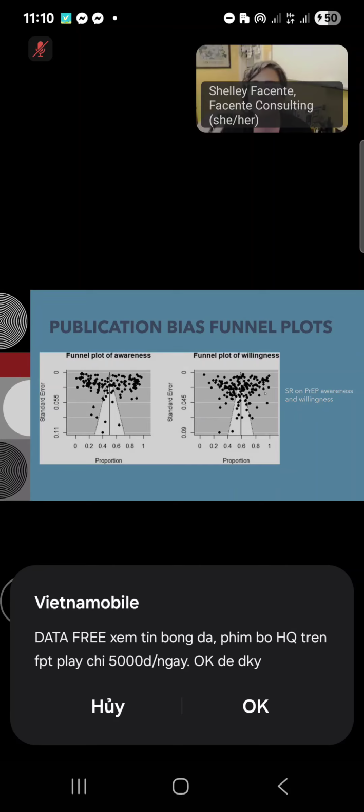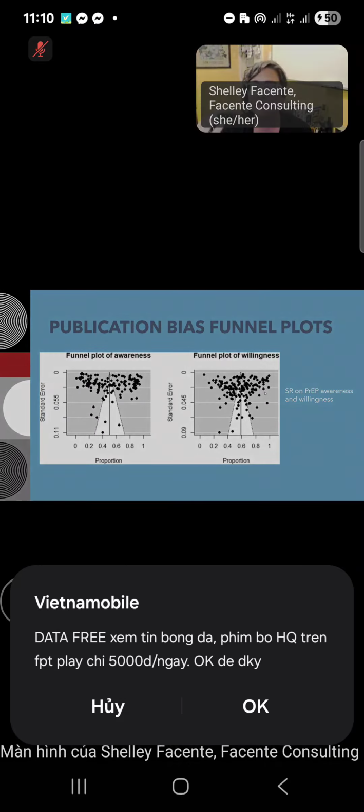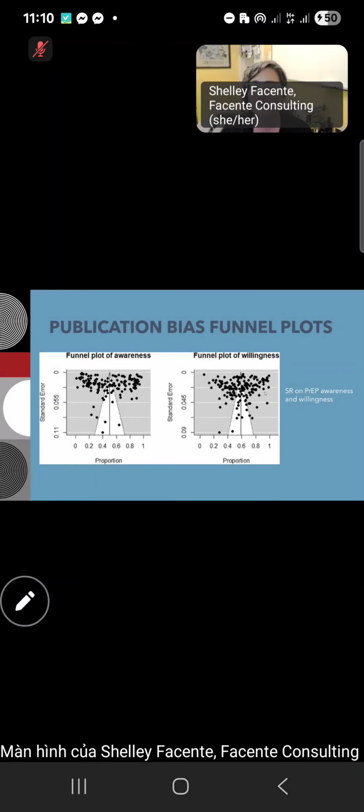So these authors, I think correctly, took this as evidence that there wasn't much publication bias that they needed to deal with. Again, you can't fix publication bias. Your role is to assess the publication bias, report on publication bias, and then say whether you think this is something that readers should be worried about.